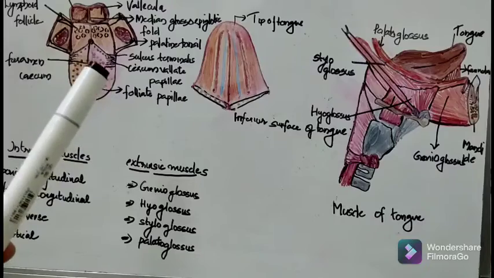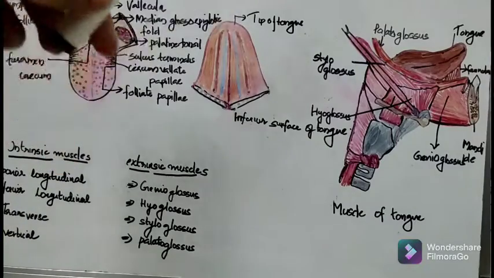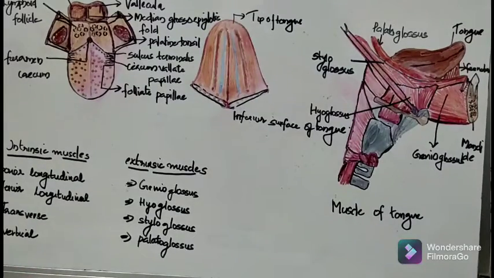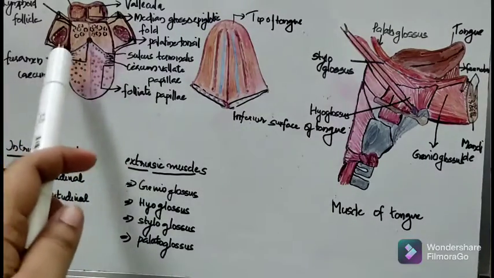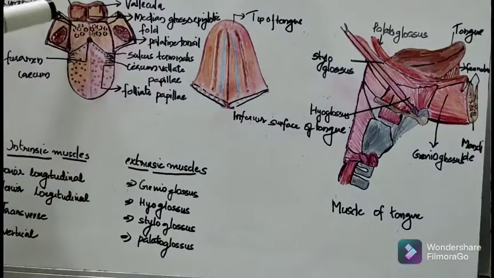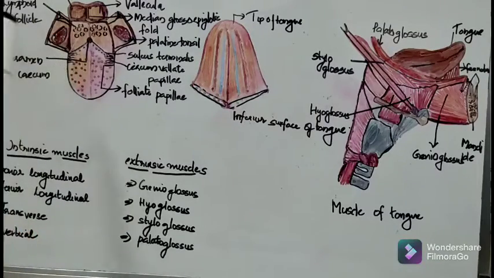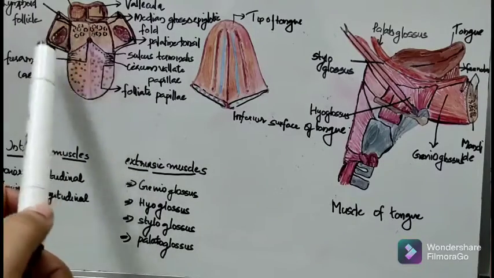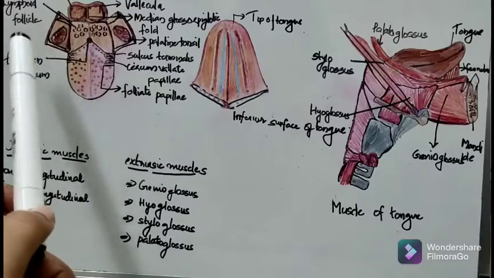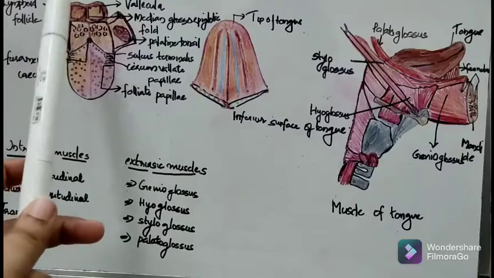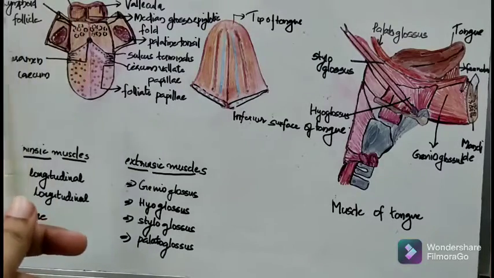Next is the lymphatic drainage. The tip of the tongue drains into the submental lymph nodes. The right and left halves of the anterior 2/3 of the tongue drain into the submandibular lymph nodes, and the posterior 1/3 mainly drains into the deep cervical lymph nodes.